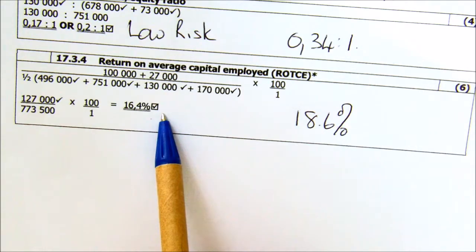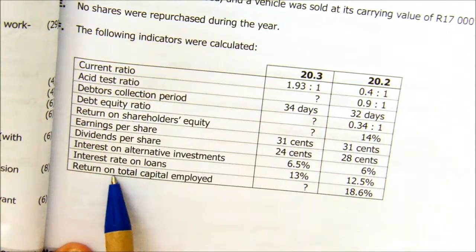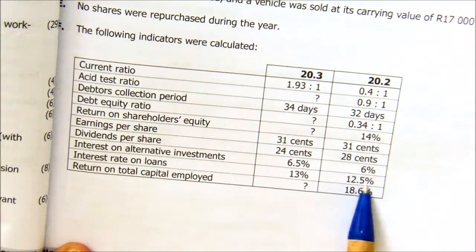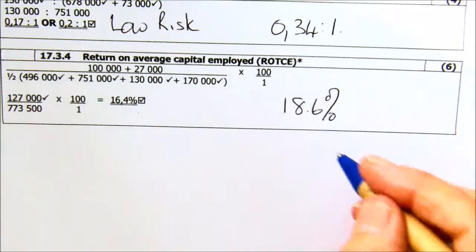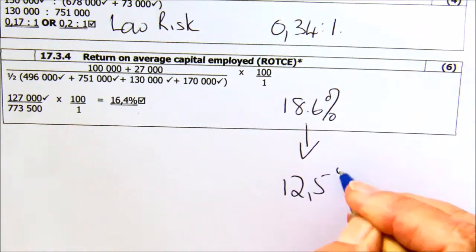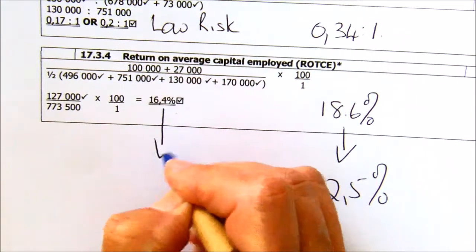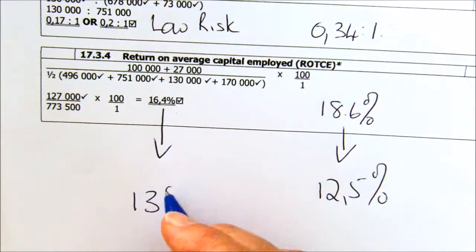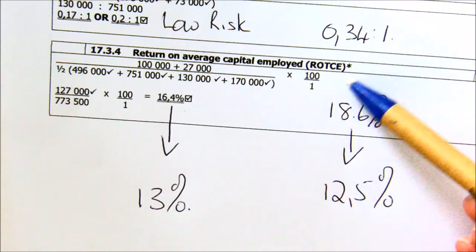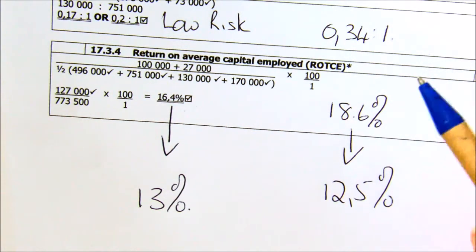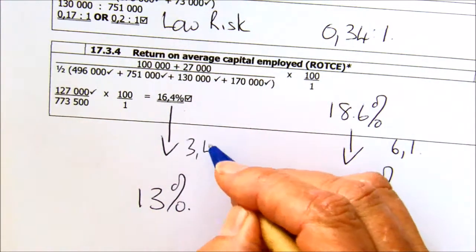However, we need to also compare it to the interest rates on the loans at the moment. And they tell you that last year there was an interest rate of 12.5%, and this year it's 13%. So last year you were borrowing at 12.5% to get a return of 18.6%. This year your return has dropped, but your interest rate has also increased. So you were making much more last time, the difference between those two. If you look at those two, there's a difference there of 6.1. Whereas if you look at this, it's only 3.4.